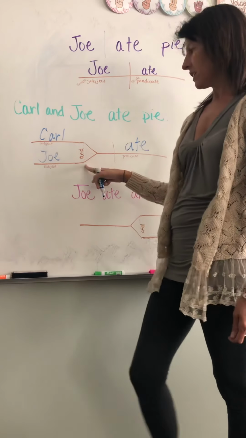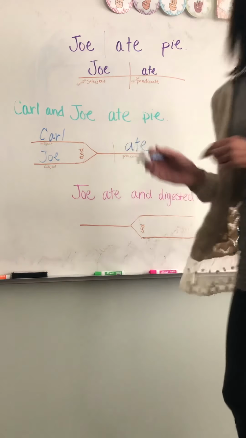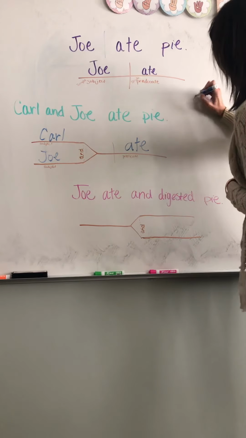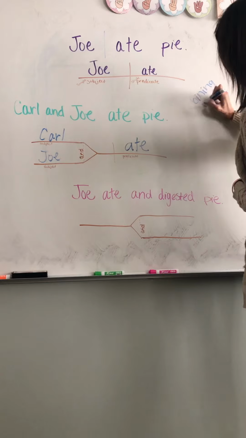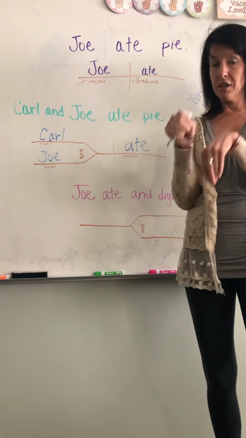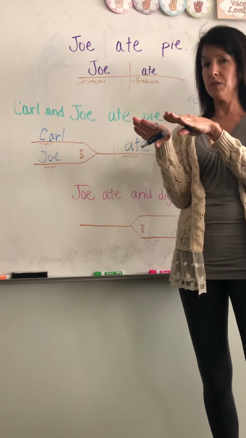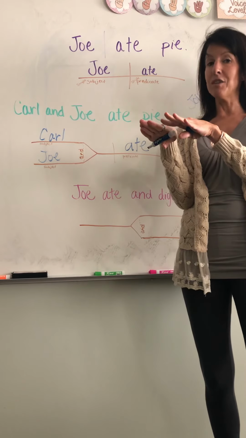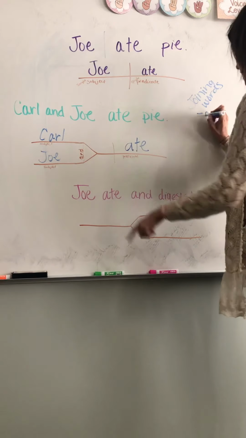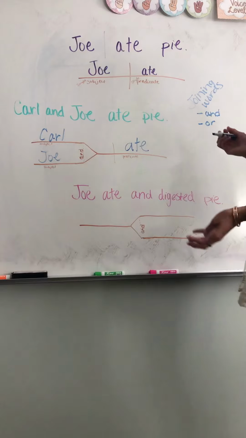And if you notice here, a little dotted line, I wrote the word and on. So and in this instance, let me make sure you can see where I'm going to write this. I'll write it over here. Okay, so joining words will join a subject and a subject, or join a predicate and a predicate, a verb and a verb, depending on if it's compound, meaning more than one subject or more than one predicate. So joining words, this is and.